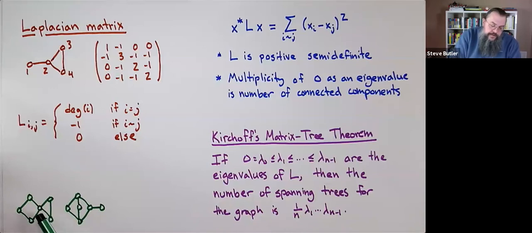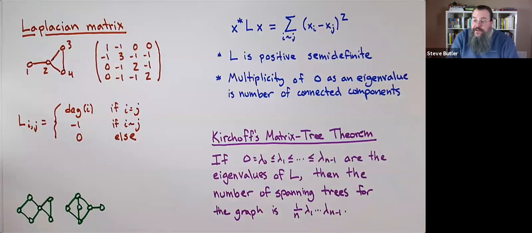Well, notice this left one has a triangle. And this right one, no triangle. And so, okay, that's the difference. So they're not the same graph. And in particular, the Laplacian can't tell if a graph is bipartite or not.